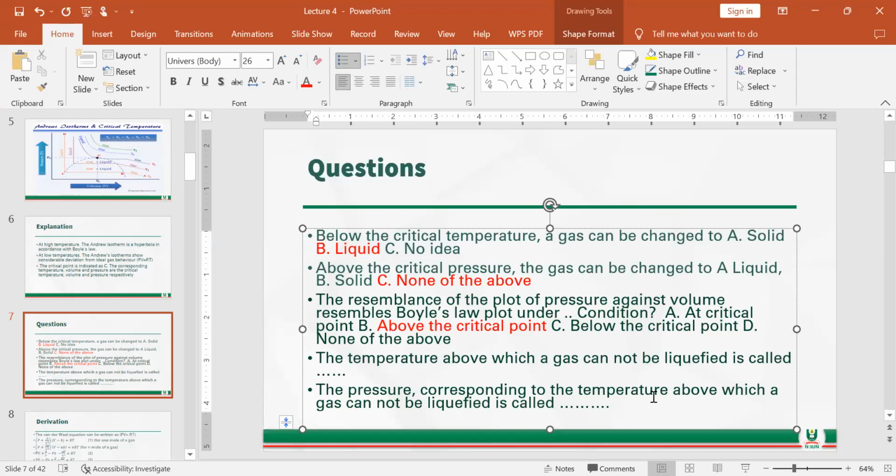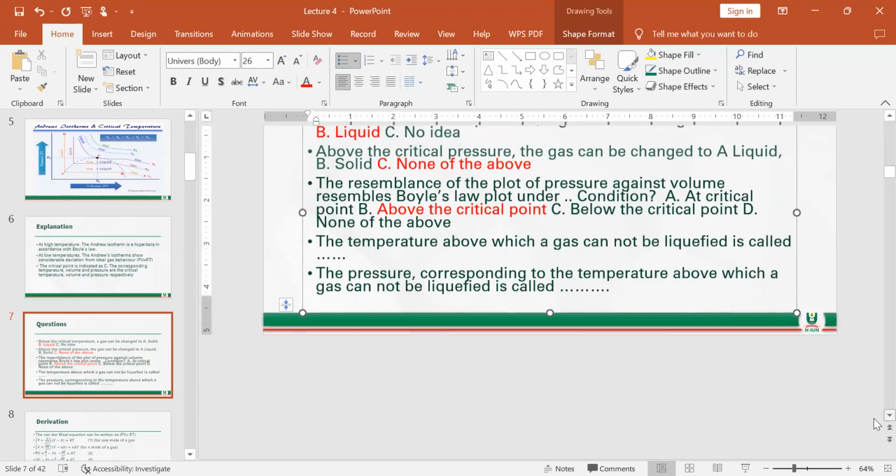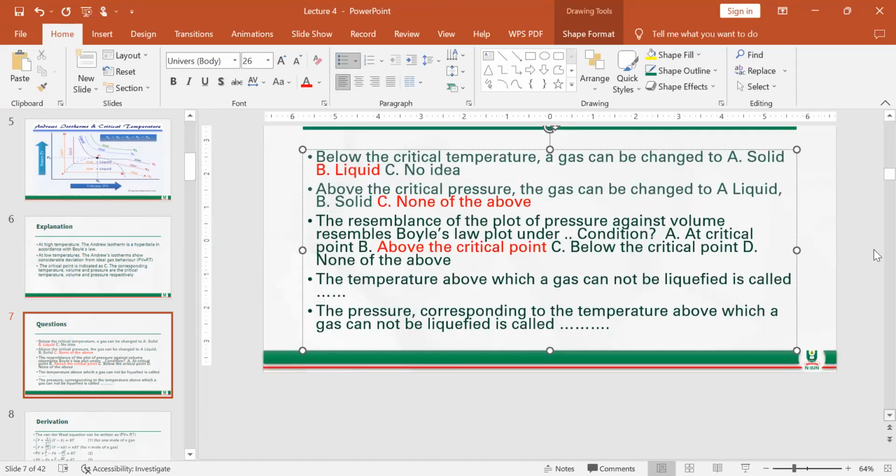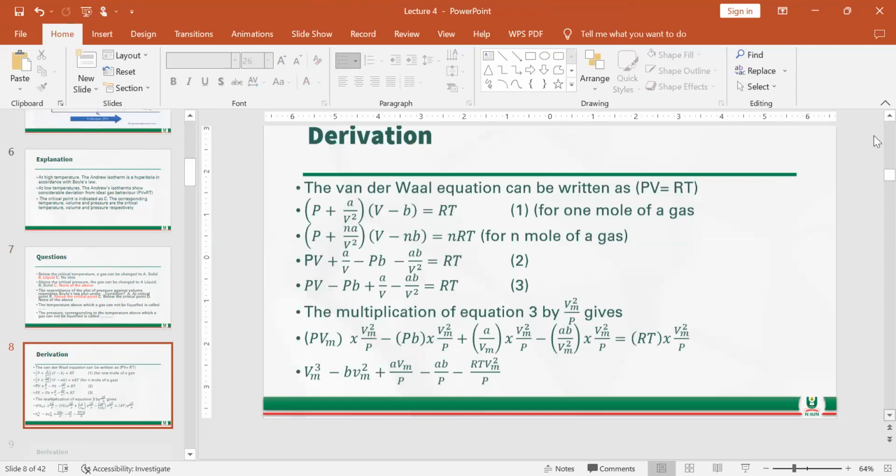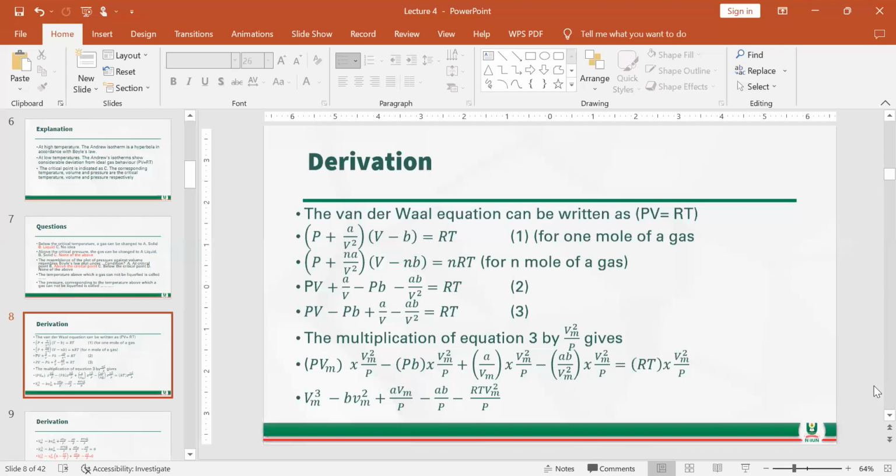So the pressure corresponding to the temperature above which a gas cannot be liquefied is called what? That is critical pressure. That is the answer there. So now we will move to the next slide, which is derivation.